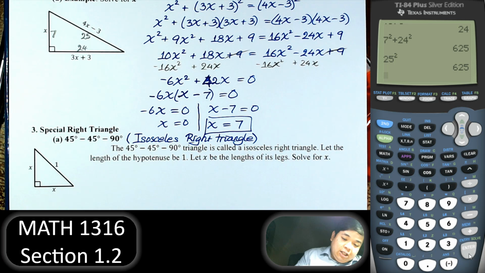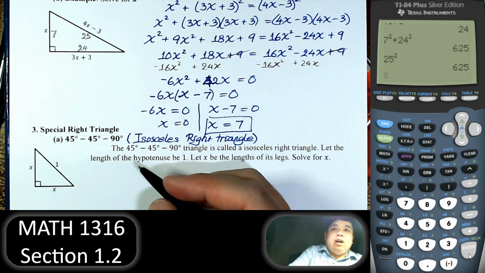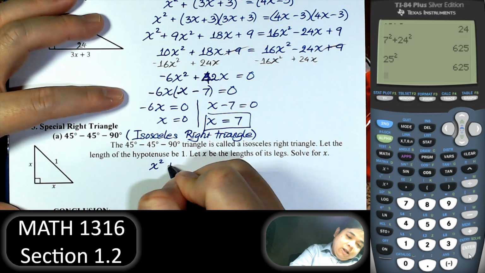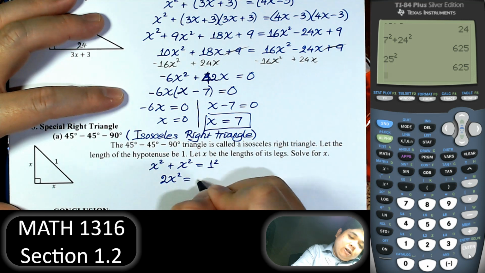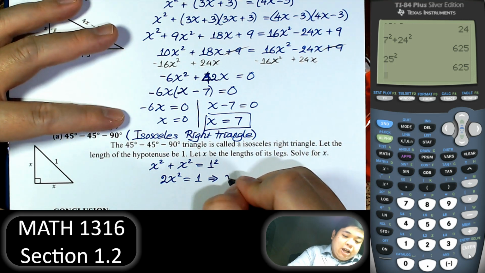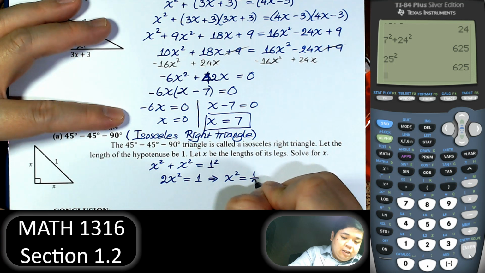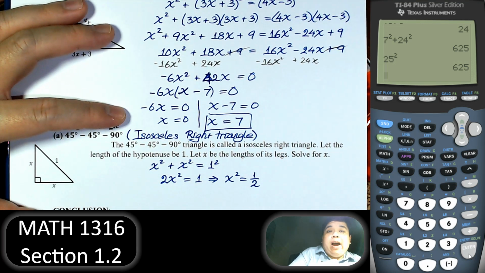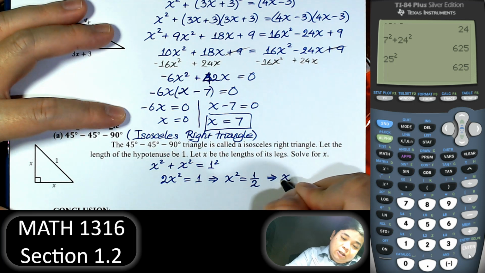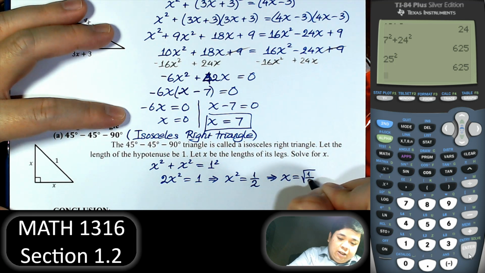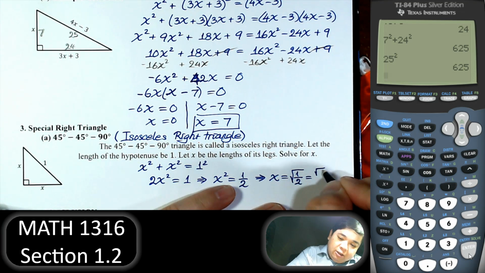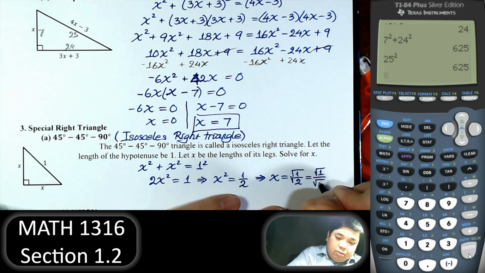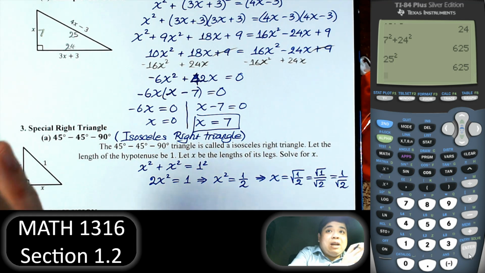So how do we solve for x? Once again, Pythagorean theorem: x squared plus x squared equal to 1 squared. So we have 2x squared equal to 1. So that gives us x squared equal to 1/2. If we solve for x, take the square root on both sides. Square root of 1/2. You can write square root of the top over square root of the bottom, or just 1 over square root of 2. For me, that's perfectly fine.